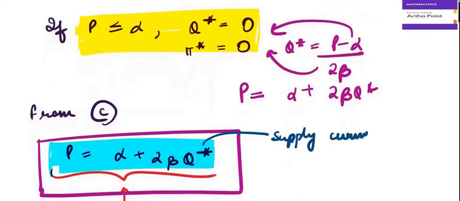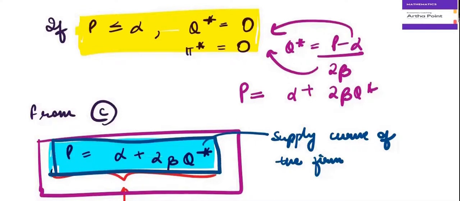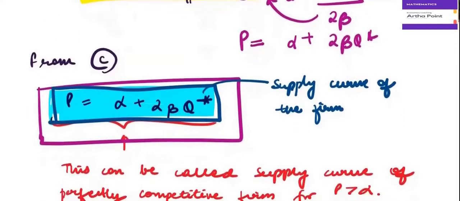Very, very important. Definitely people ask you, derive the supply curve of the firm. So this is how we are deriving the supply curve of the firm. Very simple. We found out the price of the perfectly competitive firm and the quantity of the perfectly competitive firm. For that P and Q function, we put those in the profit function, and we maximize the profits. We got an optima Q star as a function of P. We rewrote that function and we got P as a function of Q star.